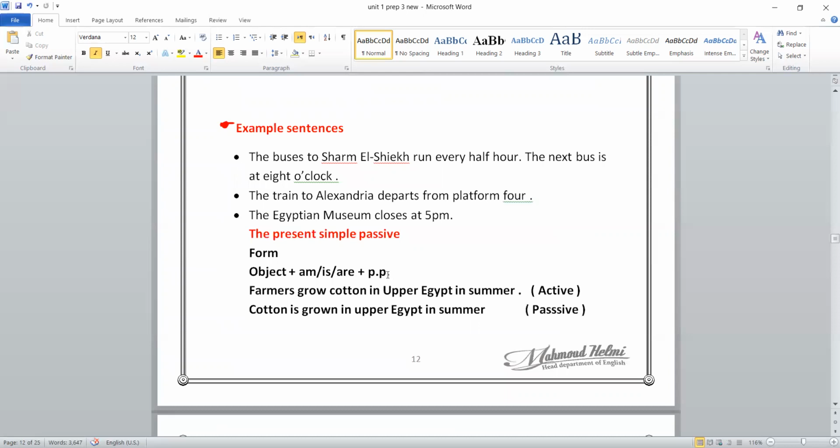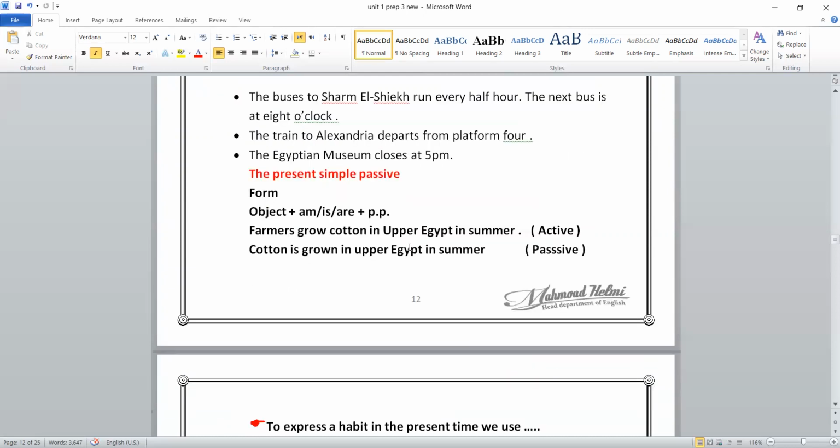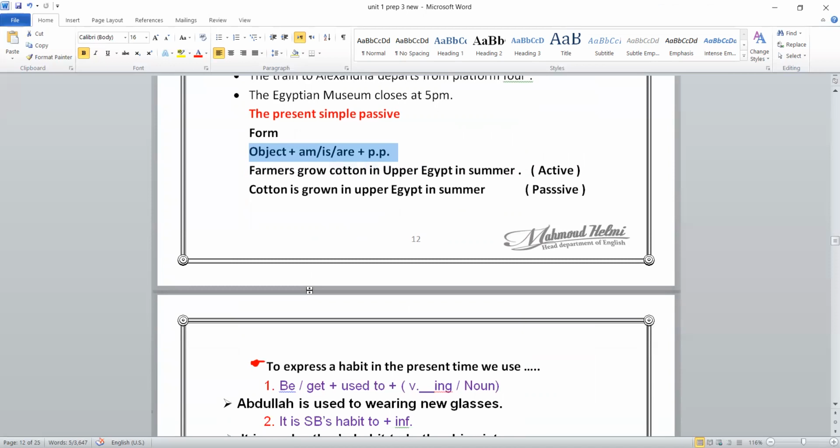The present simple passive, this is also very important. We have to know the structure of the present simple in the passive form: object, am, is, are, plus past participle. Take care of that structure. For example, farmers grow cotton in Upper Egypt in summer. This is an active sentence. If I want to make it passive, it will be: cotton is grown in Upper Egypt in summer. This is passive.